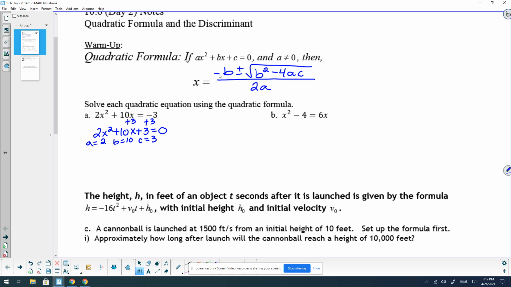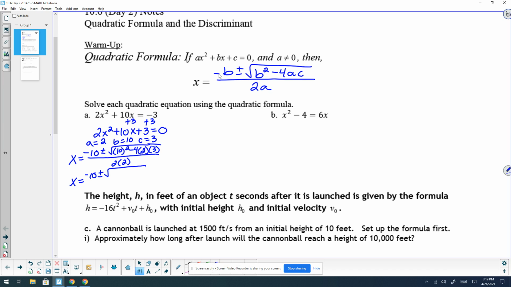I go ahead and plug that in the quadratic formula. X equals the opposite of b is negative 10 plus or minus the square root of 10 squared minus 4 times 2 times 3. All of that then is over 2 times 2. Okay? At this point, what I can do is simplify everything underneath the square root.